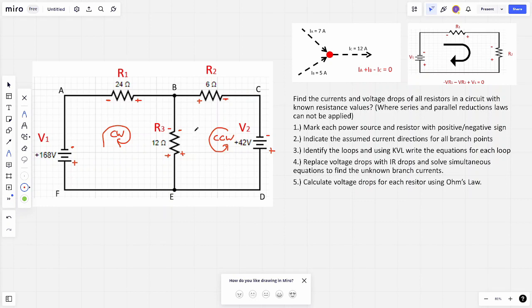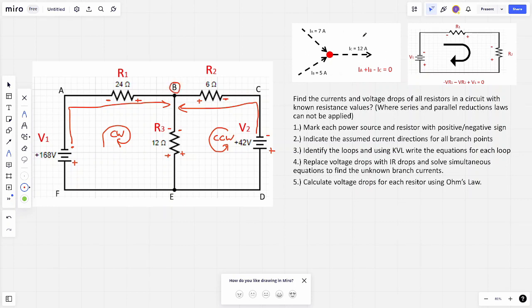So what else have we noticed? Well, that's going to be the second point. Indicate the assumed current directions for all branches. Now we've said for the first branch that's clockwise, and for the second branch that's counterclockwise. But as the current flows from this battery or power source to here, and from this battery to this point here, at point B we've got 2 sets of currents.